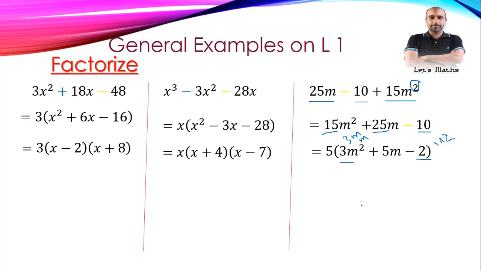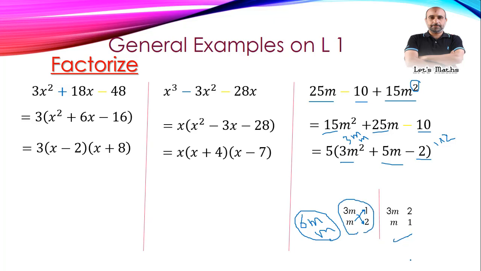Now let's find the possibilities. There are two possibilities. Check the first. 3m multiply 2 equals 6m. 1 multiply m equal m. The difference between them is 5. Yes, then that's what we are looking for. We do not need to factorize or check the last one.